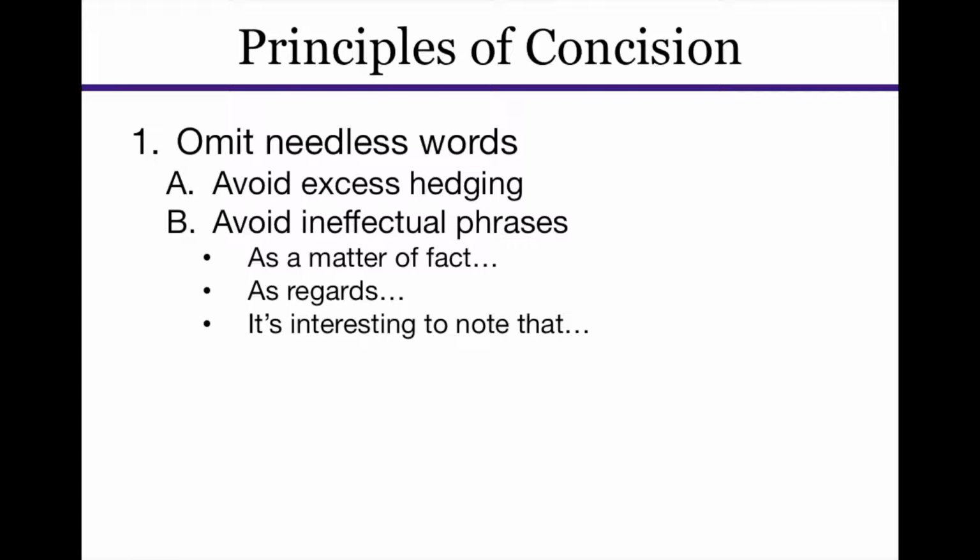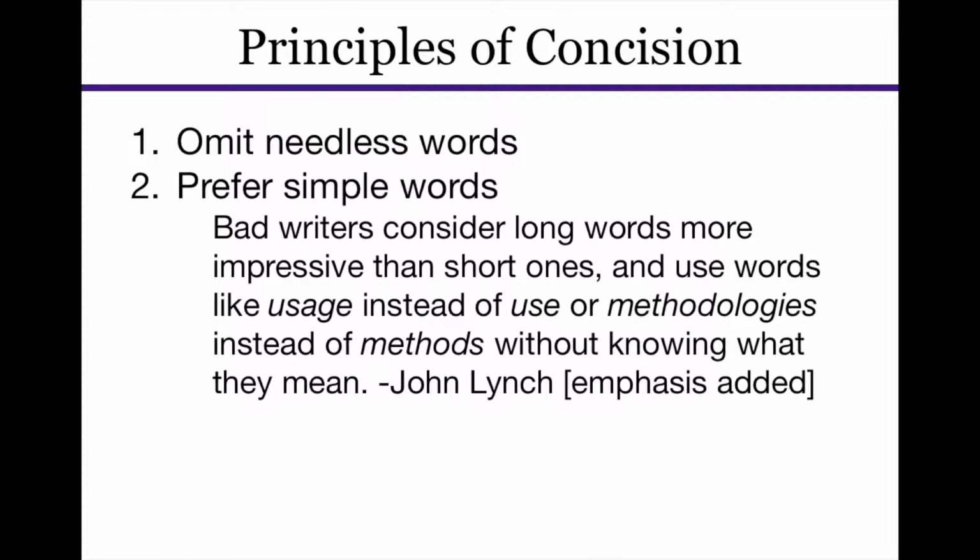There are certain things that you can do to write more concisely. First, be sure to omit needless words. This can be done by avoiding unneeded hedges. A hedge is when you soften or distance yourself from a claim. Also, be sure to stay away from ineffectual phrases like "as a matter of fact," "as regards," and "it's interesting to note that." Second, give a strong preference towards simpler words, avoiding jargon wherever possible. John Lynch said it best when he said that bad writers consider long words more impressive than short ones.